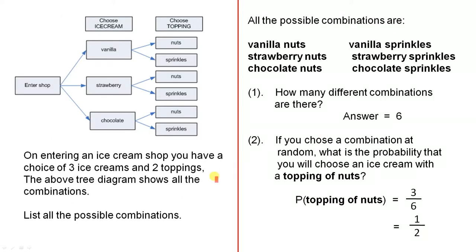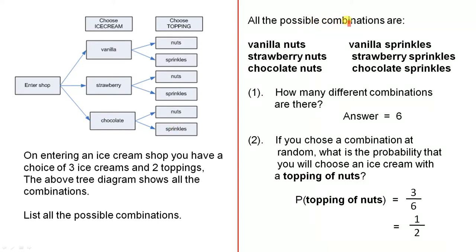On entering an ice cream shop, you have a choice of 3 ice creams and 2 toppings. The above tree diagram shows all the combinations. We are asked to list all the possible combinations. Now the 3 ice creams, you can have vanilla, strawberry or chocolate, but with each of those you can only have 2 toppings, nuts or sprinkles.